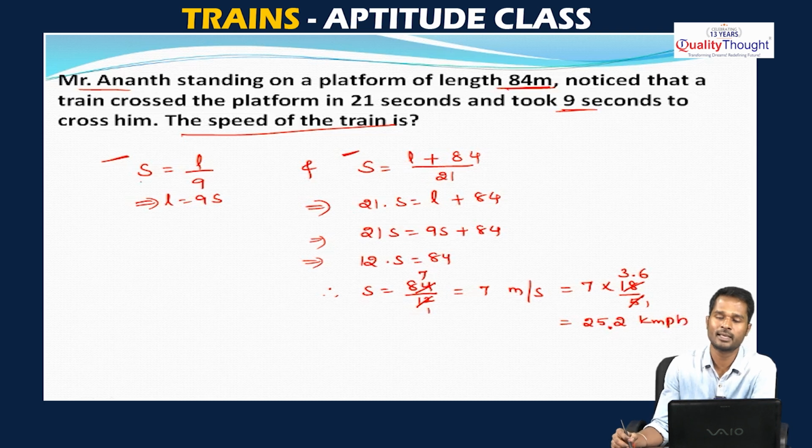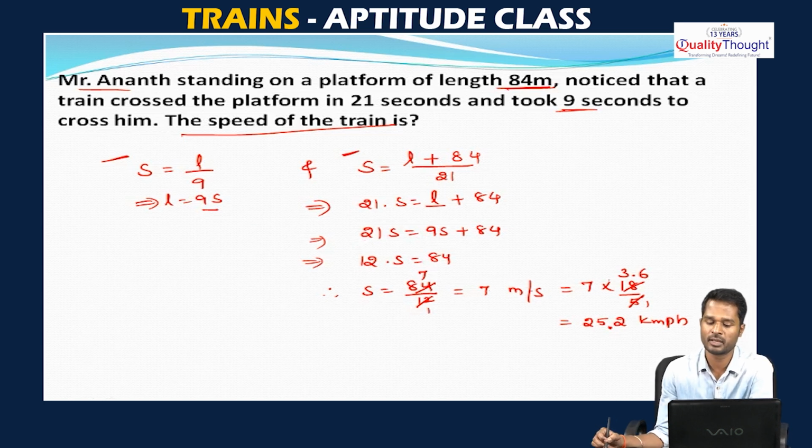See here, S is nothing but L by 9, 9 seconds is the time taken to cross Ananth. In the second case, S is equal to the length of the train plus the length of the platform by 21 seconds. So 21S is equal to L plus 84, and L is nothing but 9S, which I substituted here. So 21S minus 9S is 84 meters, and 21 and 9 are the seconds. So speed is 84 by 12 which is 7 meters per second.